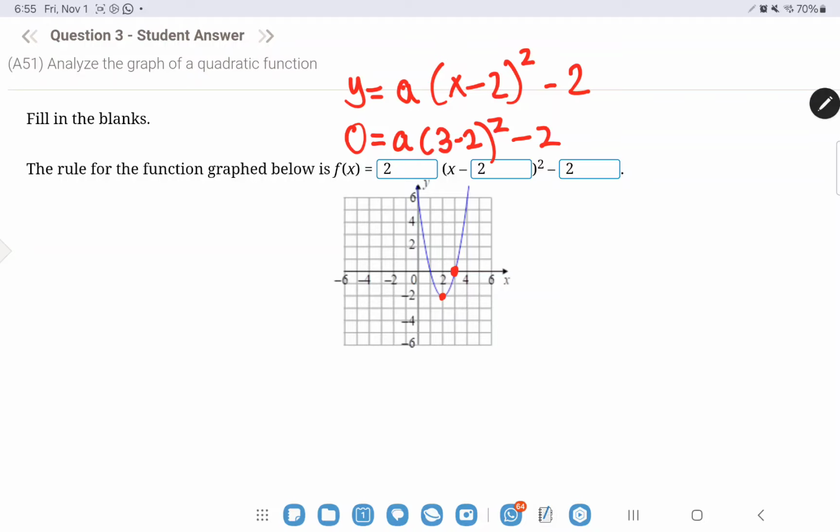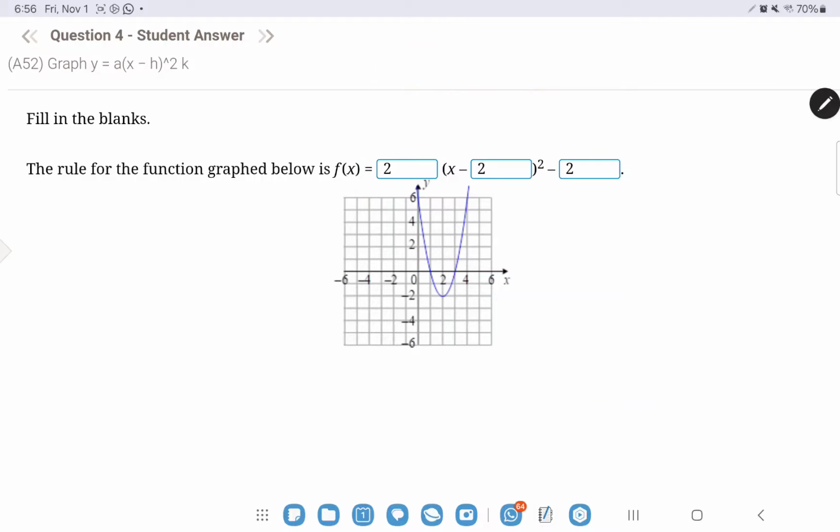Be careful when you're writing it down on your scratch paper, because this can actually cost you the whole question and time. So 3 minus 2 squared is 1. So a minus 2 equals 0. So a equals 2. That's how you find a. You found this by looking at the vertex, and this also by looking at the vertex. That's it. Now next question.